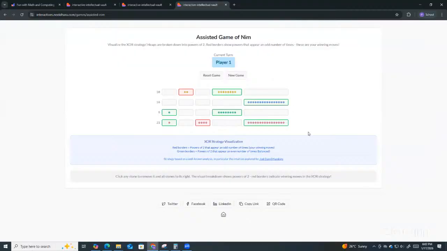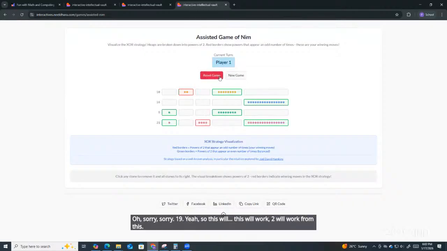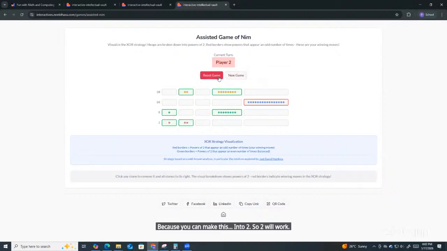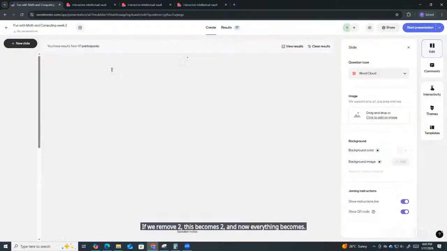So in this case, if you take 2 from it, oh sorry, 19. Yeah, so this will work. Taking 2 will work from this because you can make this into 2. But 4 will not work because this 2 will be left out. If you remove 2, this becomes 2 and now everything becomes balanced.